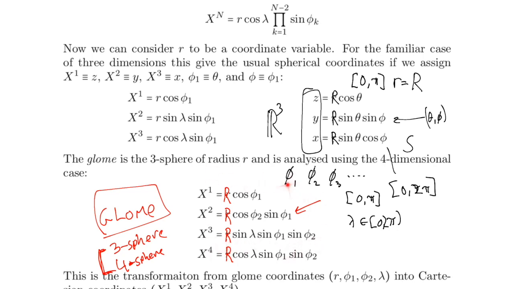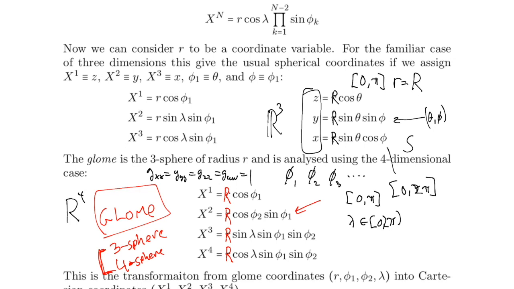Now we know what this is. We know the coordinate transformation already. Now we're going to ask, what is the metric for the glome? The induced metric from four-dimensional R4, right? We know the metric on R4. It's just going to be gxx equals gyy equals gzz equals gww equals 1. That's the standard Euclidean metric for R4.